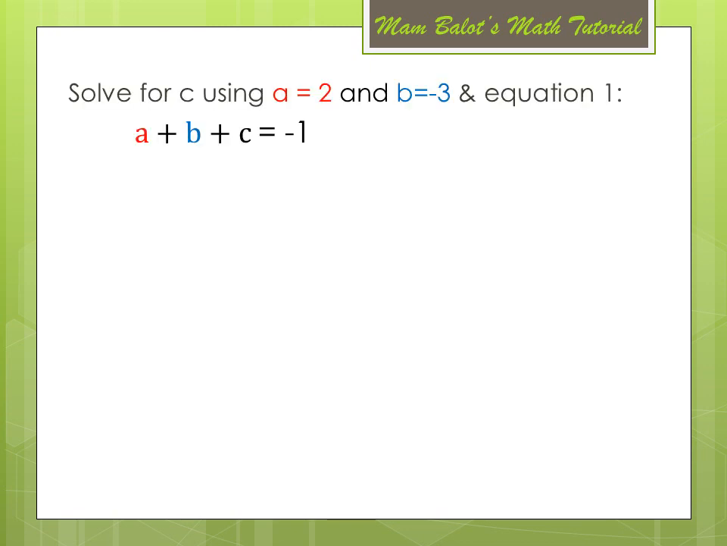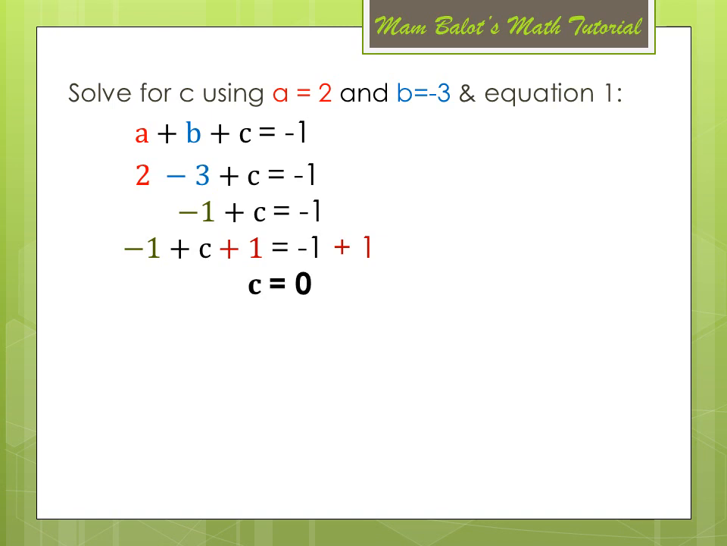So solving now for c, we can use the values obtained of a and b and equation 1, which is a plus b plus c equals negative 1. So substitute a and b, we have now 2 minus 3 plus c equals negative 1. 2 minus 3 is equal to negative 1. Then plus c equals negative 1. So to solve for c, we need to add 1 on both sides. So we have now c is equal to 0.